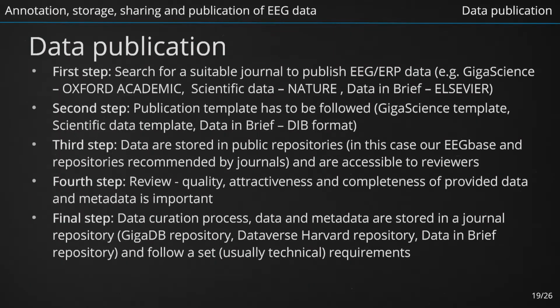In the next step, a predefined publication template has to be followed. These templates are relatively detailed to provide authors with enough help to describe their data sufficiently and provide other necessary information. For example, to show an approval of ethics committee for the acquisition and publishing of the collected data. The next step differs from a common publication process.